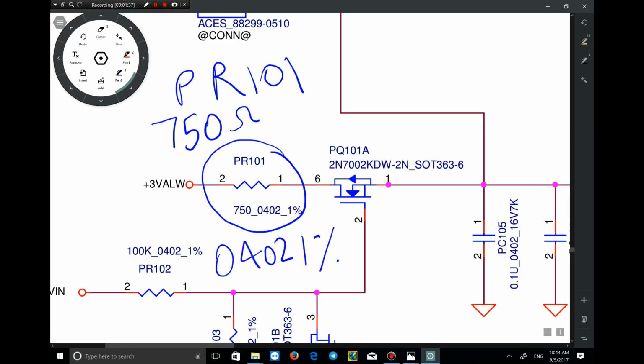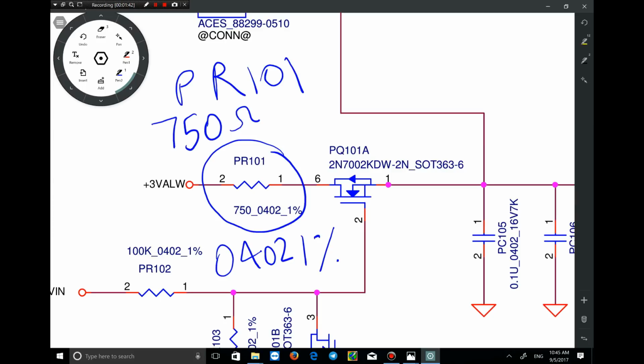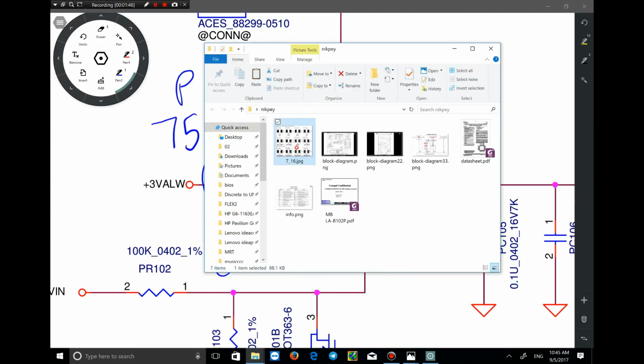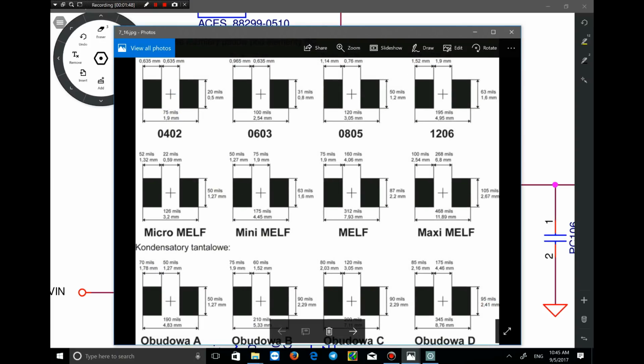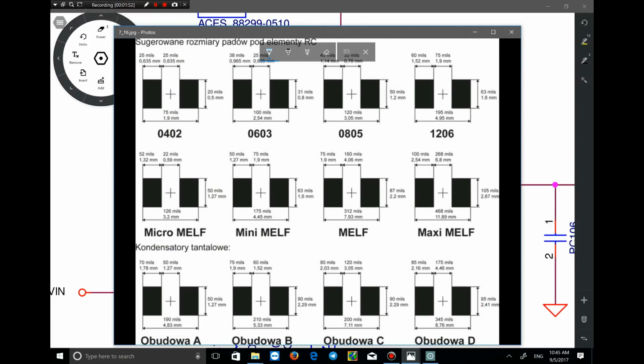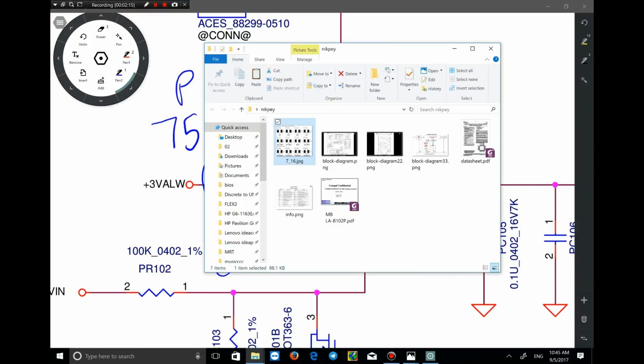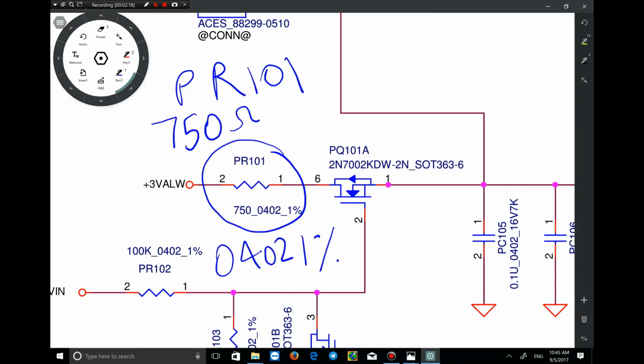I want to show you a list related to these, the size 0402. As you see, standard sizes are shown here. The 0402 standard size shows the length and width of the resistor, 75 mils to 1.9 millimeter. There are other sizes as well, as you can see. For example, 0805 is 120 mils to 3.05 millimeter.